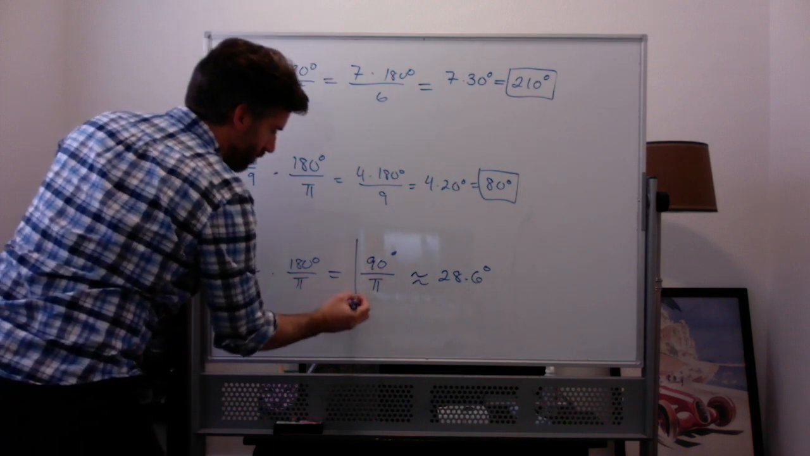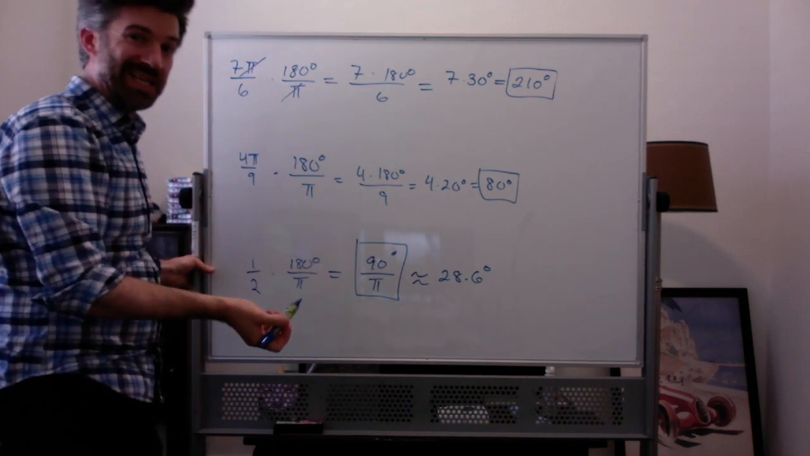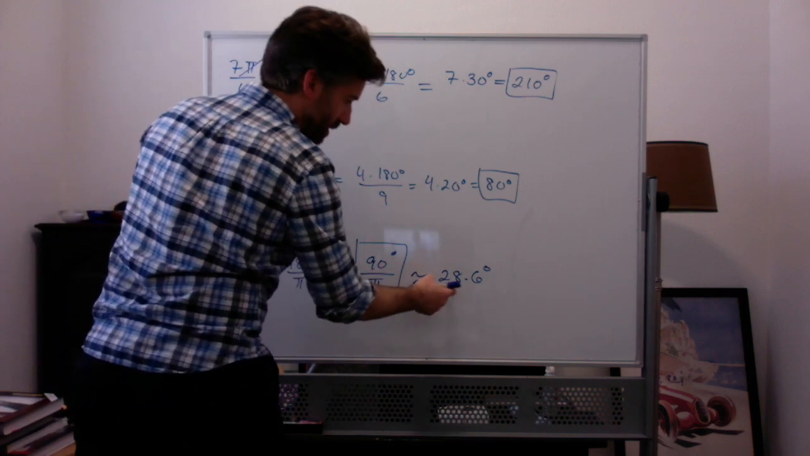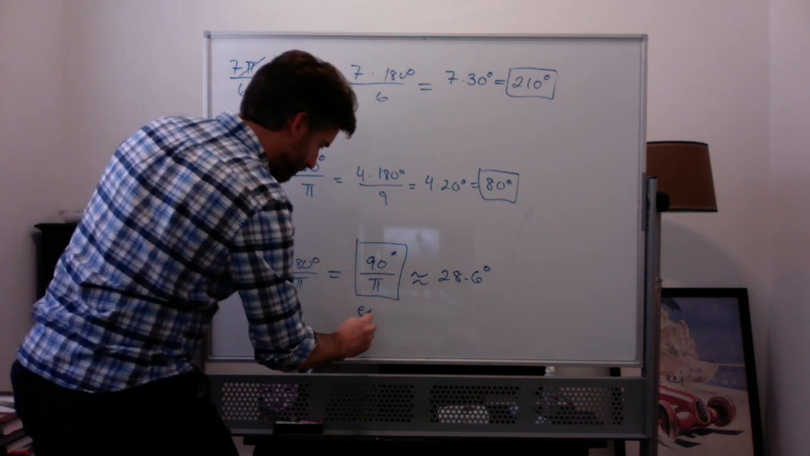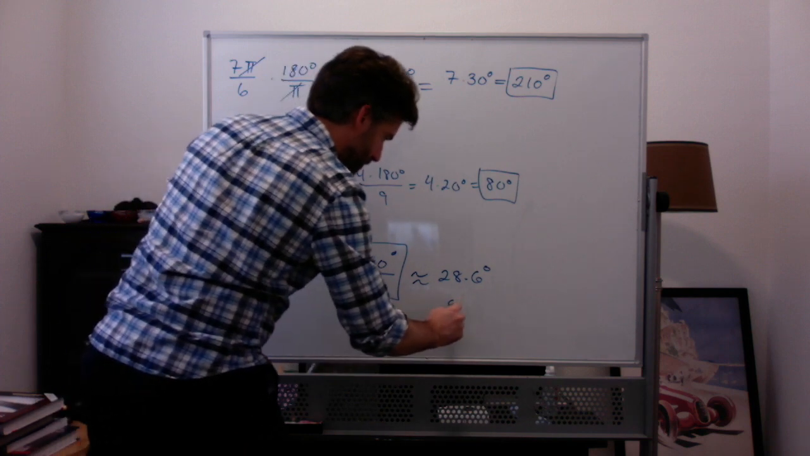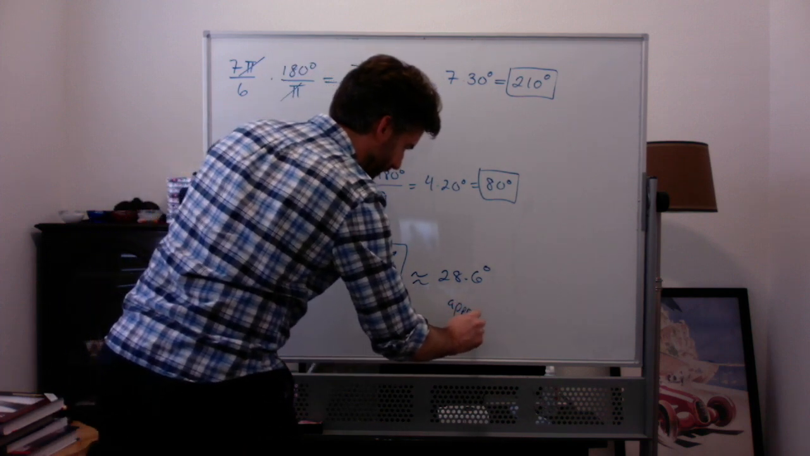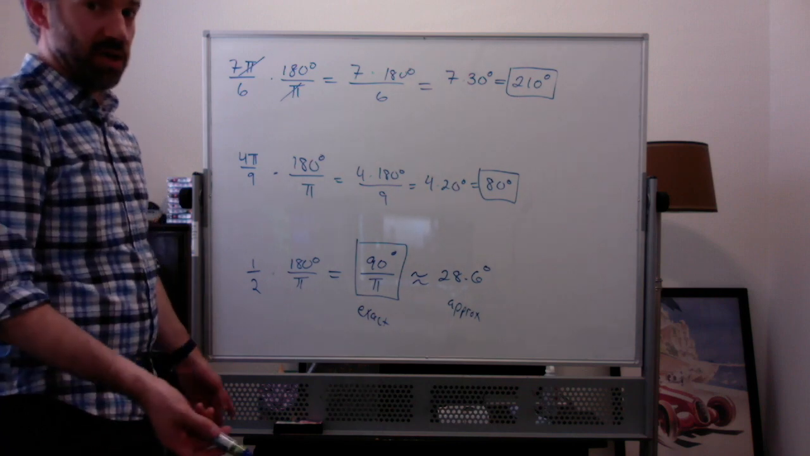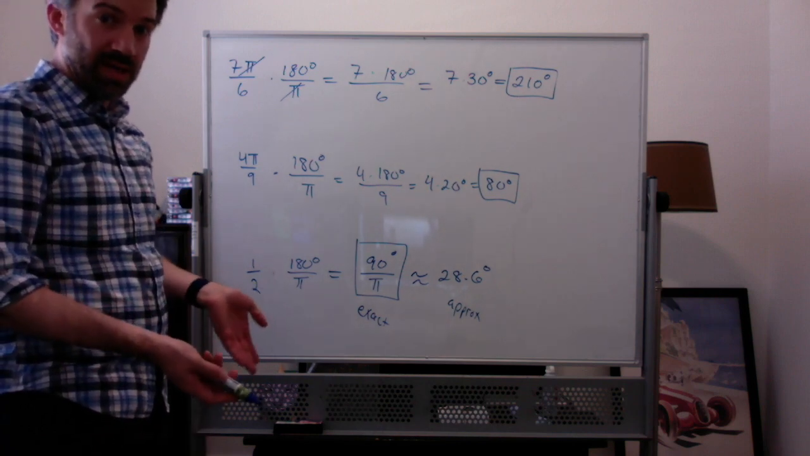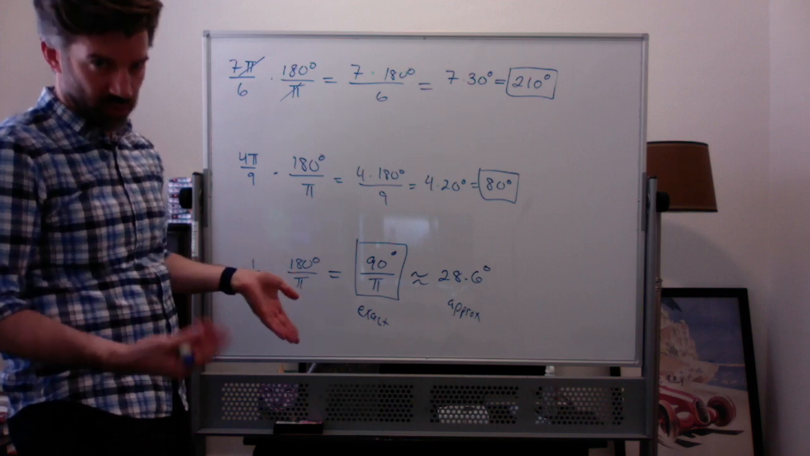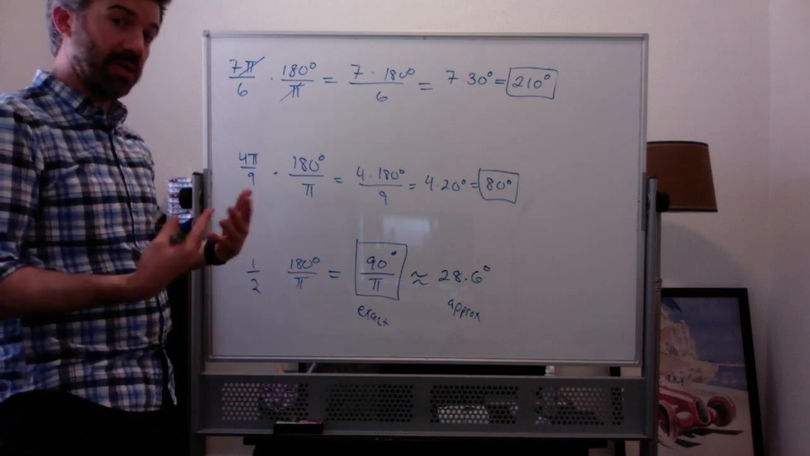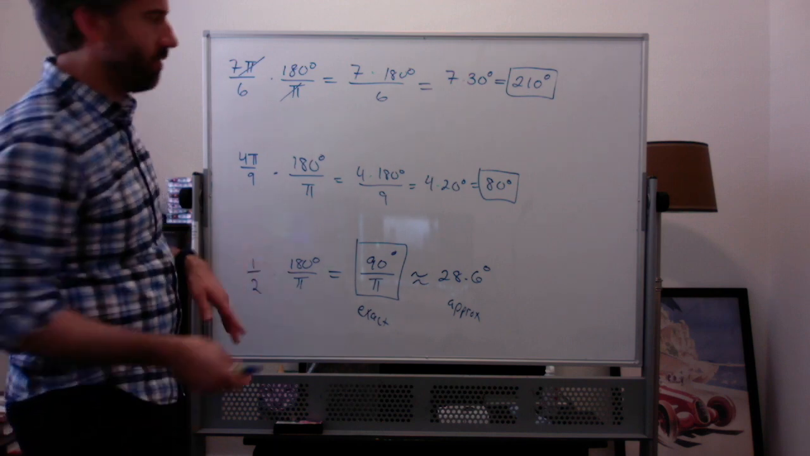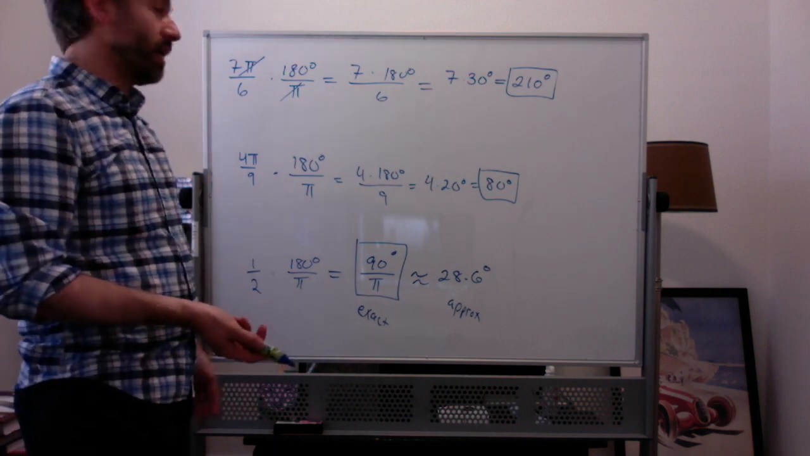This answer here, if someone asked for an exact answer, this would be your exact answer. This answer here is an approximation. It's kind of like how if someone said, how do you solve x squared equals 2? You'd say, oh, the solution is the square root of 2. It's not 1.4, it's approximately 1.4, but the actual exact answer is the square root of 2 and the negative square root of 2. Okay, so that's how we convert from radians to degrees.